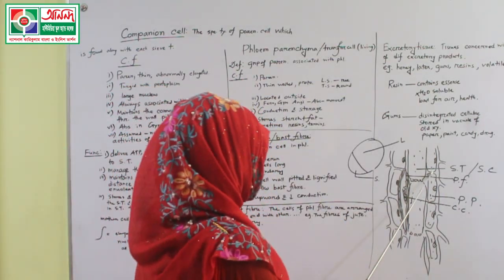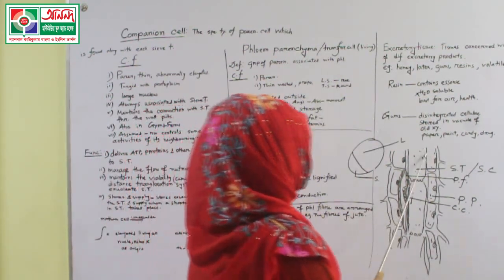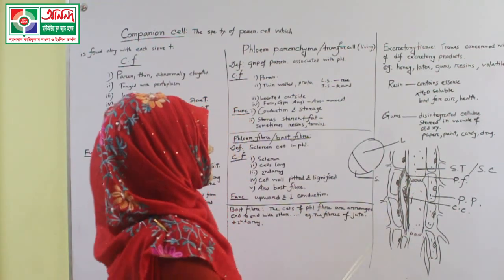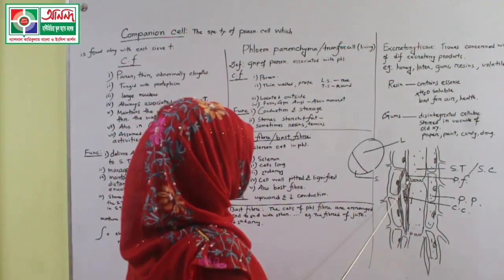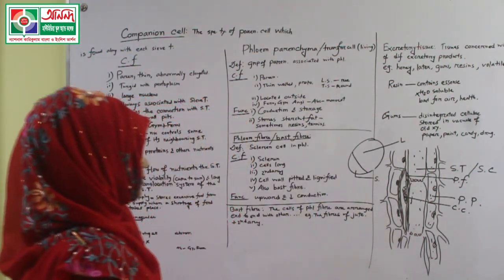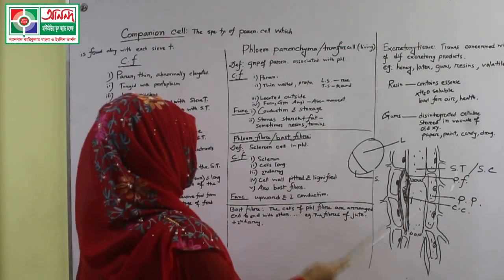And now this one, a rectangular cell, thin wall with protoplasm, comparatively smaller nucleus, located outside the companion cell and the sieve tube. Okay, this is the phloem parenchyma.